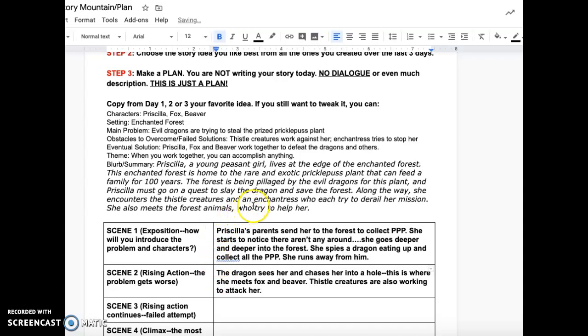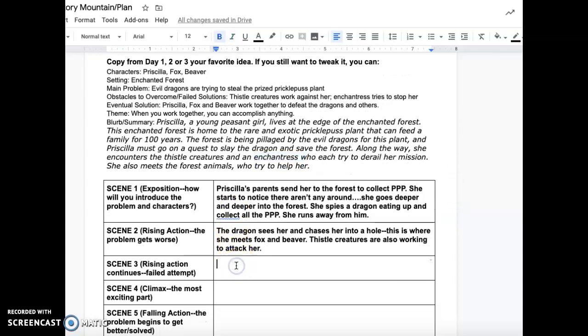I've decided as I was doing this that I really don't think I need this whole enchantress. I think that's getting too complicated, too many different evil creatures. So I'm just going to stick, and I probably could have just stuck with the dragon, but now I'm going to go again into more rising action, failed attempts at solutions. Maybe the animals try to defeat the thistle creatures, but they can't. Now again, eventually I'm going to have to really figure this scene out. But for now, I just know there's going to be a scene here where problems are getting worse.